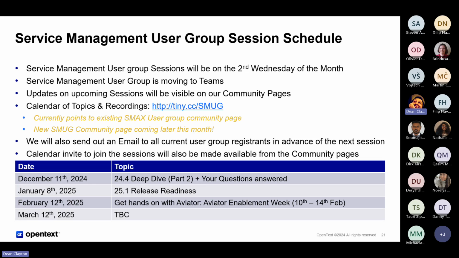Then when we come back in January, we'll have our 25.1 release readiness. And then in February, we're going to do a Get Hands-On with Aviator Enablement Week. So the week of the actual user group session, we're going to be doing a week of drop-in sessions related to getting you up to speed with Aviator and getting to play with it in our trial environments. If it's something you're interested in, we'll provide details on registering for that as of our December session, and then we'll remind people in January as well.